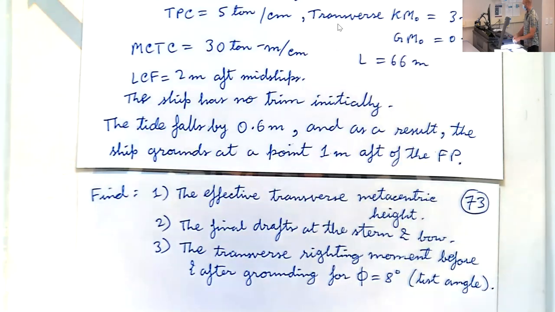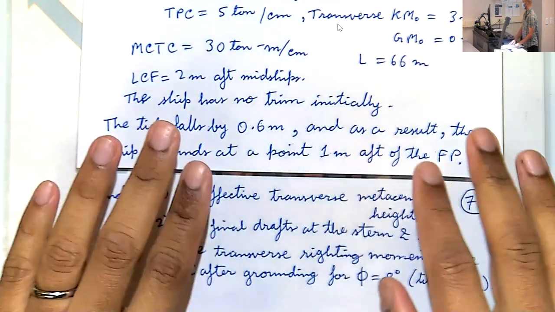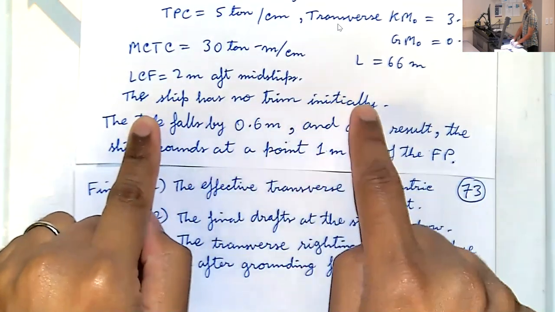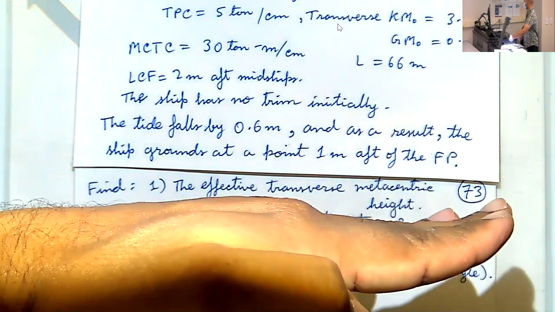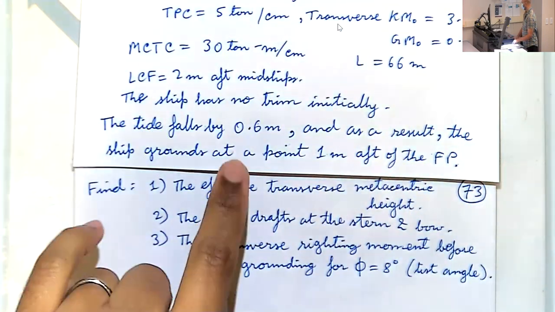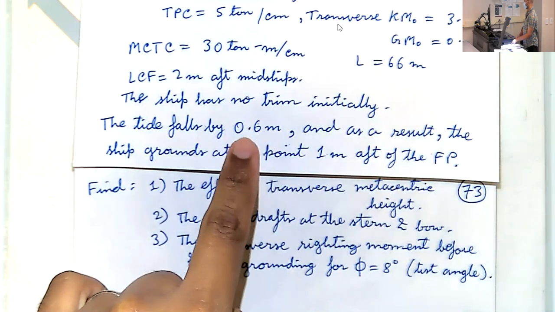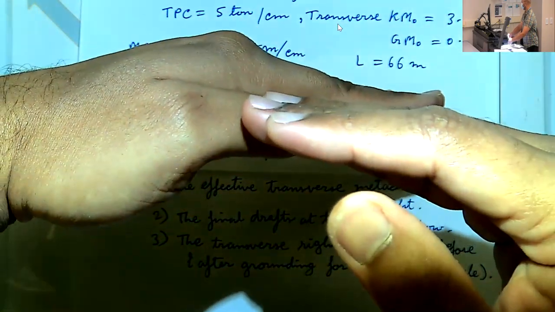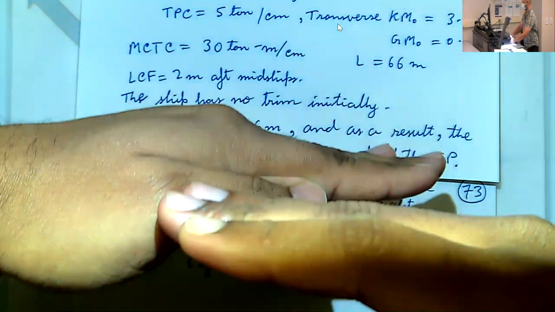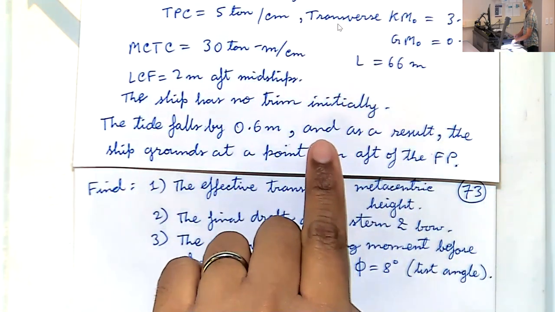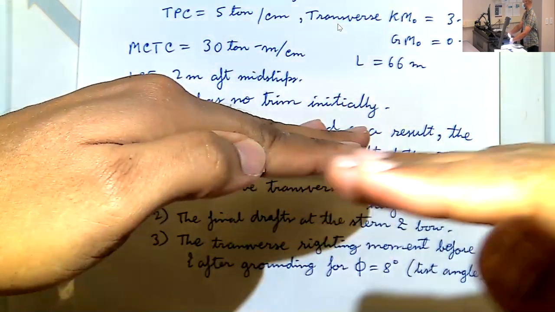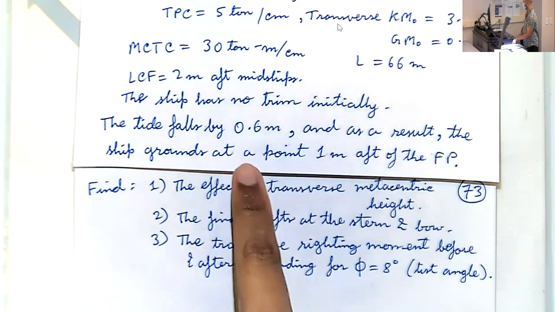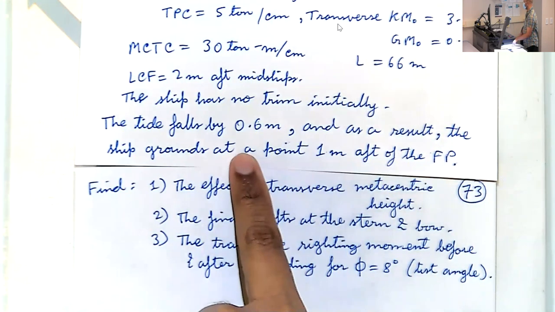All right, so again, don't jump to formulas. Visualize this first. Ship has no trim initially, so we are not nose up or nose down. We're perfectly level. Okay, and we were anchored, and then the tide falls by half a meter or 0.6 meter. The water level goes down. If it were deep waters, your ship would also go down, because you have to maintain the same water line in order to float. But there's a sandbar and you get grounded, okay?